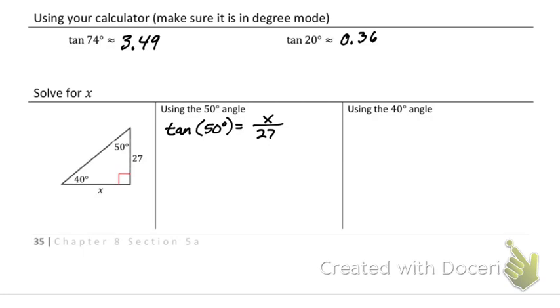How do I get x by itself? I want x equals something. I don't want it to be x over 27. How do I get rid of that 27? Cool. You multiply both sides by 27. I'm going to multiply both sides by 27.